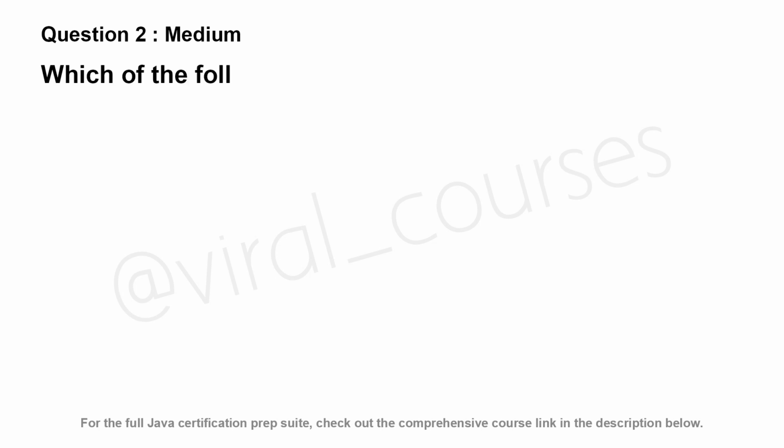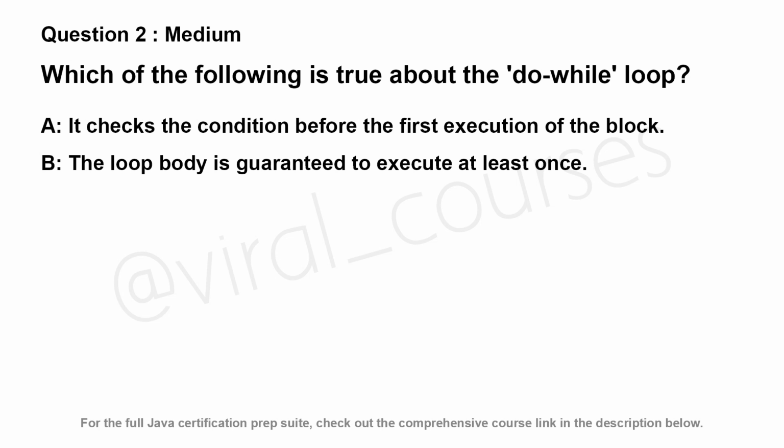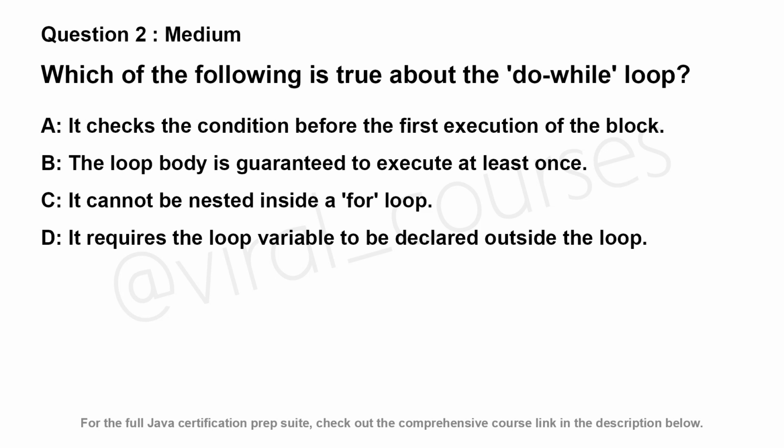Which of the following is true about the do-while loop? Option A. It checks the condition before the first execution of the block. Option B. The loop body is guaranteed to execute at least once. Option C. It cannot be nested inside a for loop. Option D. It requires the loop variable to be declared outside the loop.